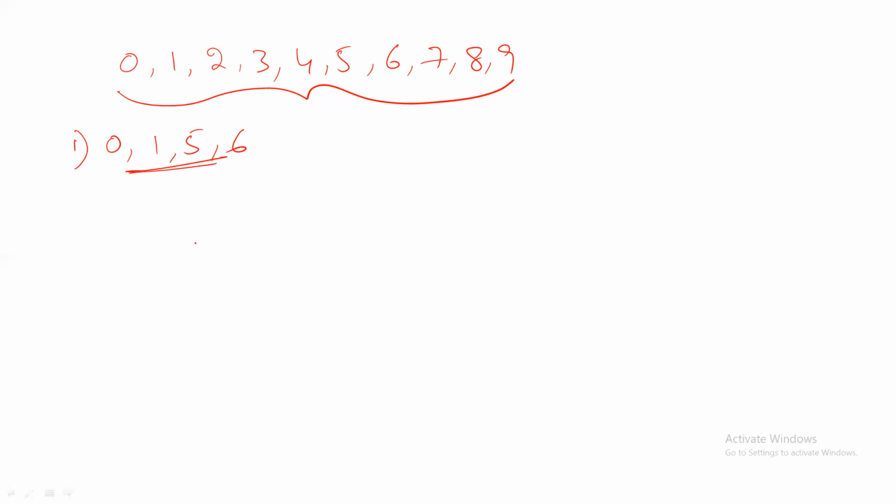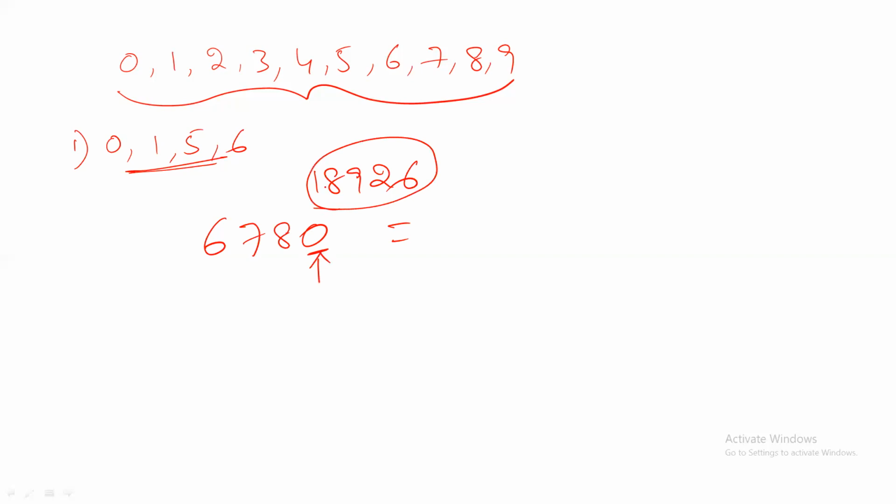Let me take one small example here. 6780 to the power of 18926. Now if we need to calculate the unit digit of this number, just check the base. The base ends with 0. If any number ends with 0 and is raised to the power of any value, no need to bother about the power. For sure that value ends with 0, no doubt at all.